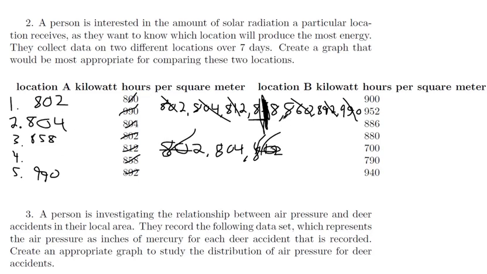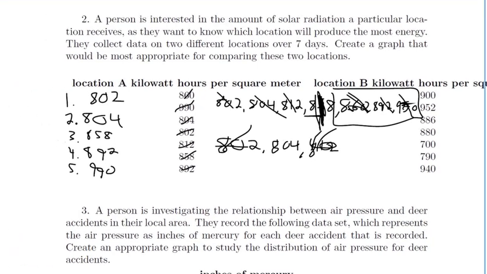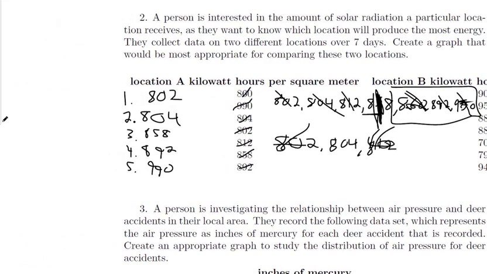And then do the same thing up here. Scratch off the first and the last. 892 is your upper median. So we call that Q3, the third quartile. So that's our 5-number summary. So we can use that to make a box and whisker plot.